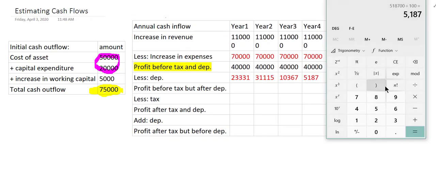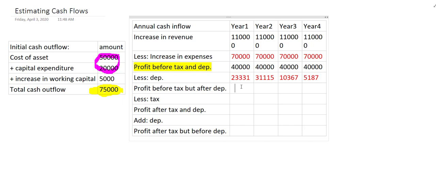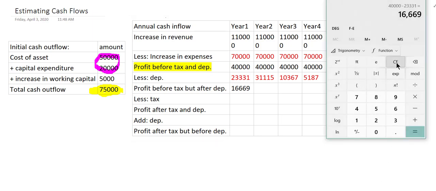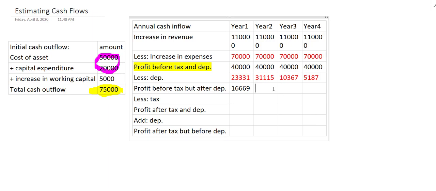Let us do it once again with the calculator for the first year. For example, 40,000 minus 23,331. Difference is equal to how much? 16,669. Mention here 16,669 for the first year. For the next year, how much is the difference? Mention it just like this 40,000. As it is time consuming, I will calculate it in this way. For the next year, 40,000 minus 31,115, which is equal to 8,885.